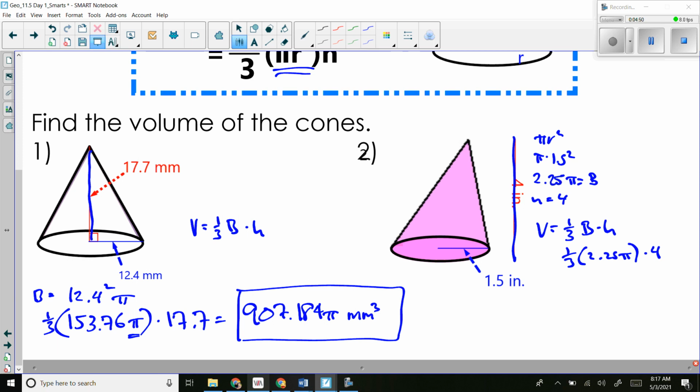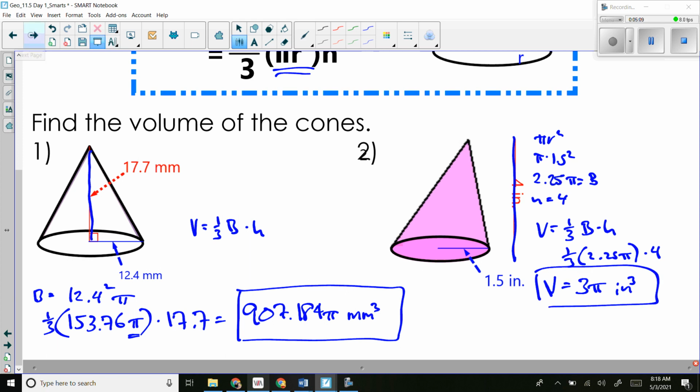2.25 times 4 is 9. Okay, so that's nice because now I have 1/3 of 9, which is 3. So this is actually just 3 pi. This is inches. 3 pi inches cubed is the volume.